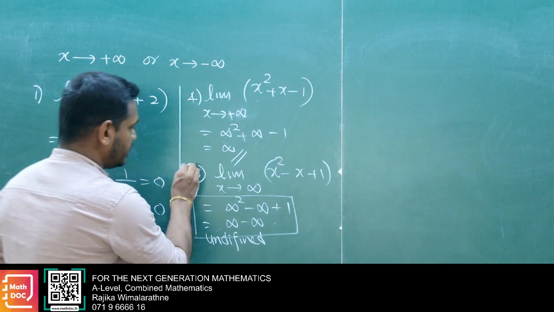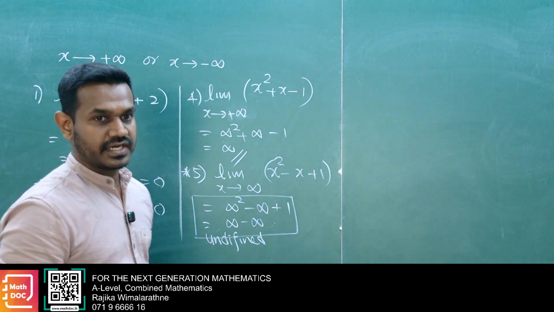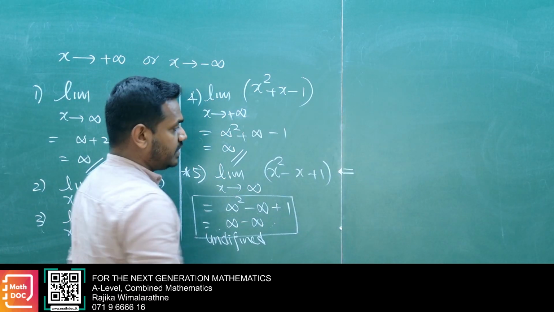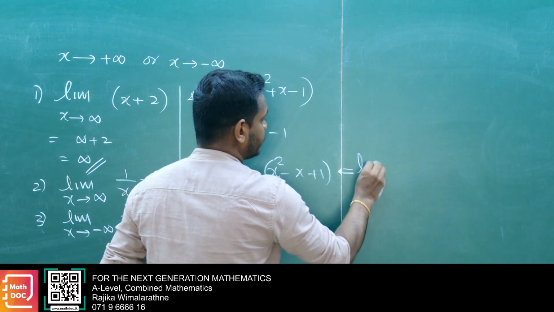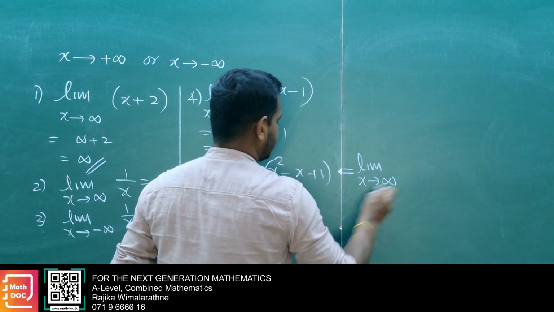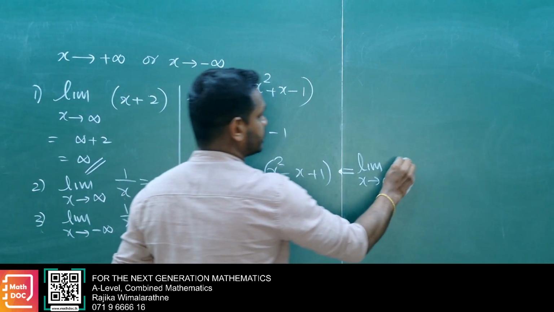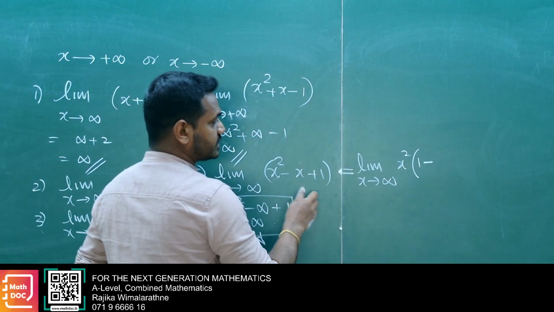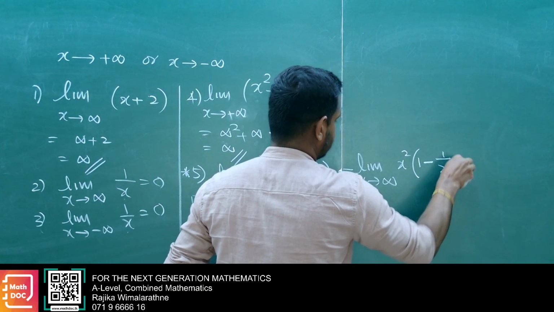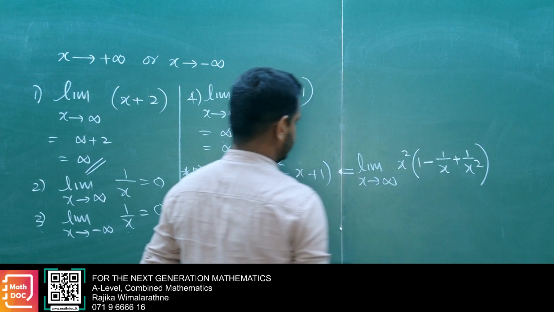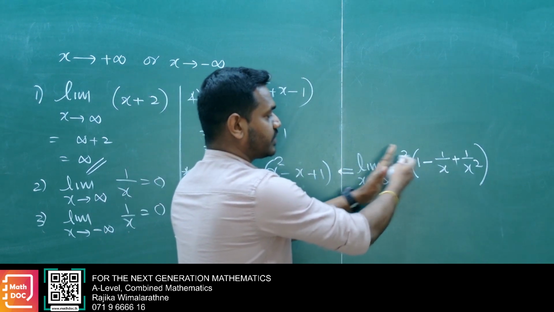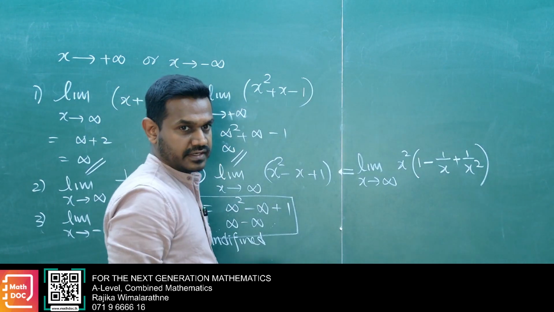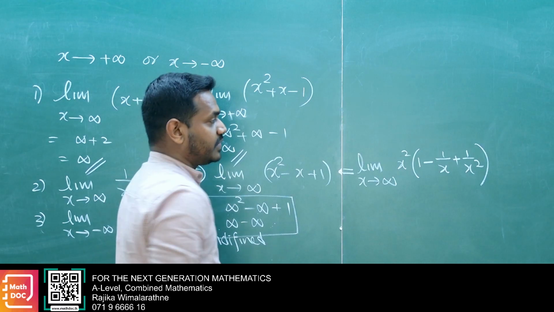From here onwards we need a different technique to evaluate that. Here is the way: you take the maximum power outside from the bracket. Maximum power is x square, no? Take it outside. Then here 1, x over x square means 1 over x, plus 1 over x squared. We can't take x square outside from the limit. We can take it only outside the bracket, because x is a variable. No?